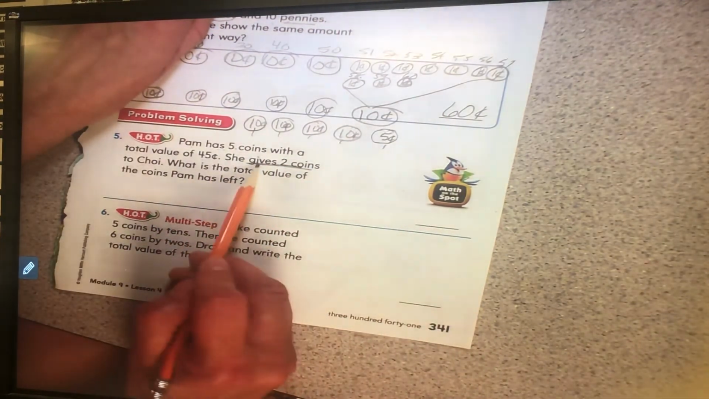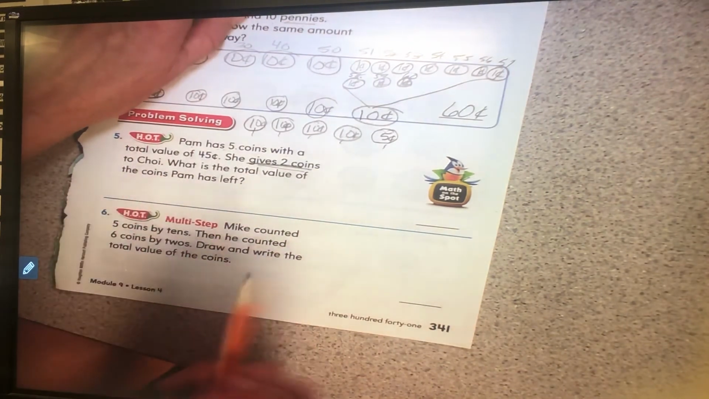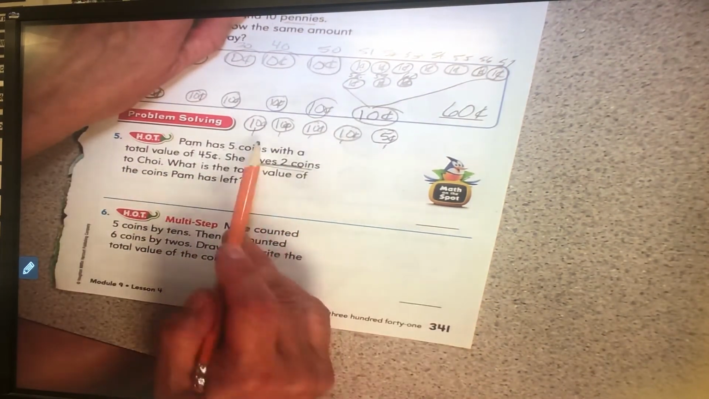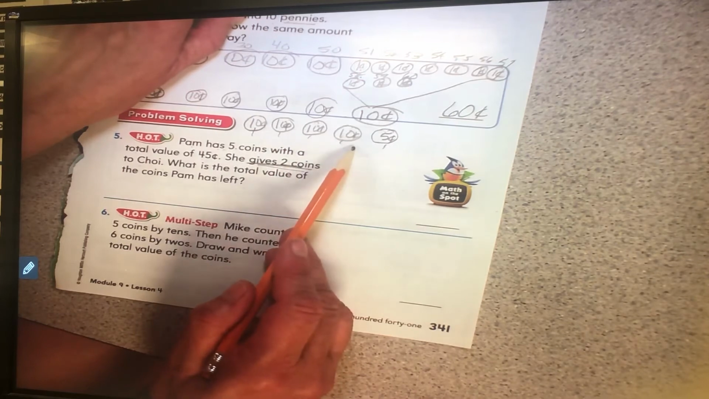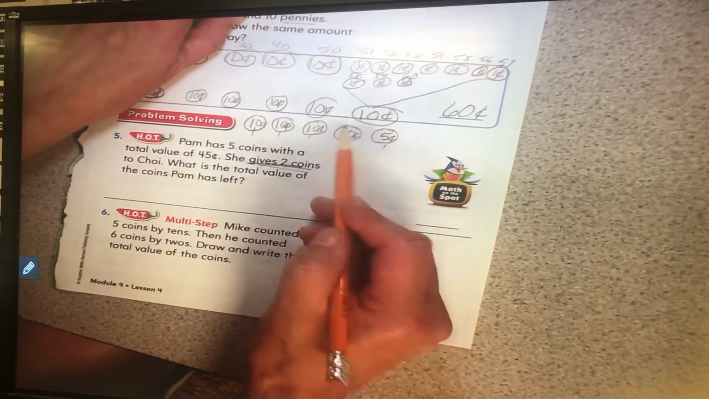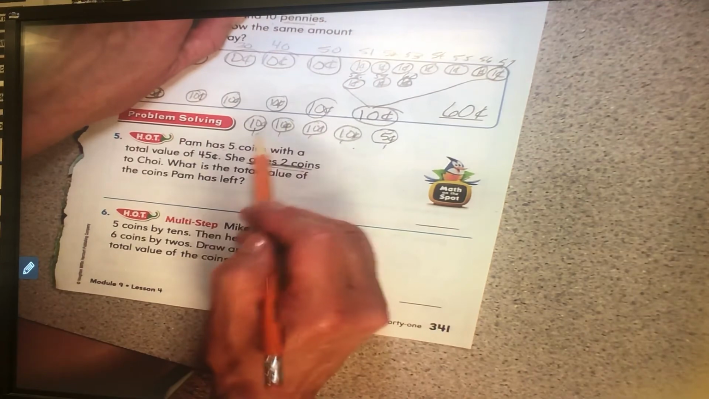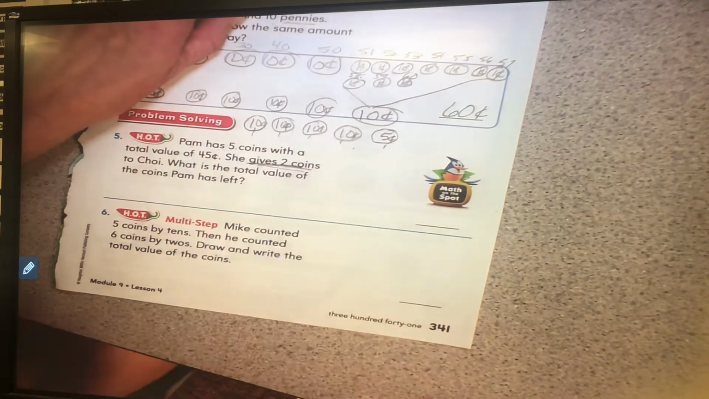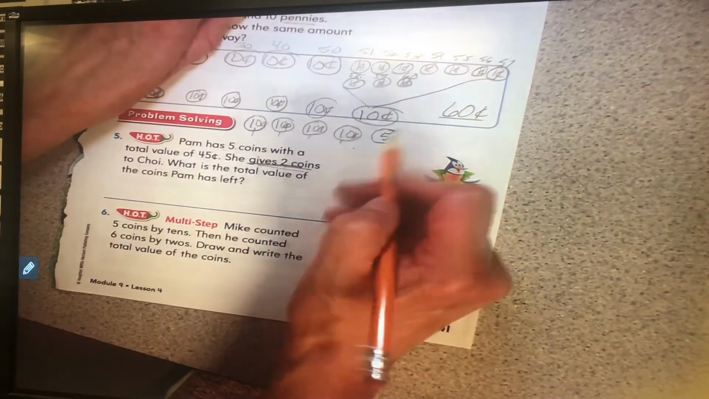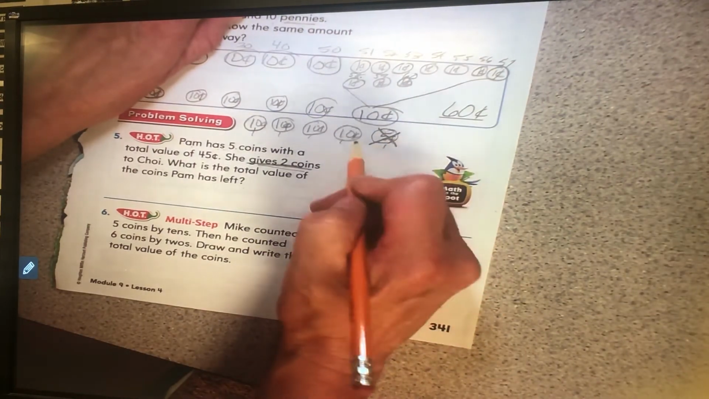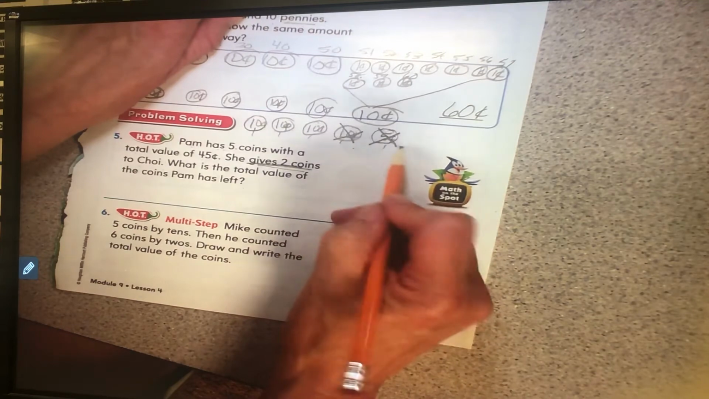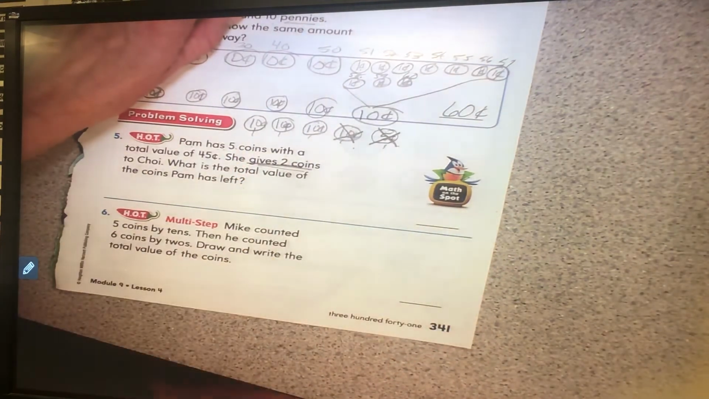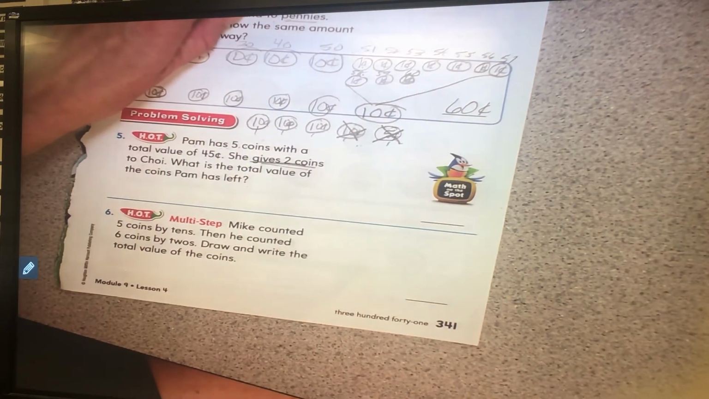So she's going to give 2 coins to Choi. Now again, this has more than one answer, right? Because I could give a nickel and a dime, or I could give 2 dimes. Depending on which 2 I gave, the answer would be different. So today I'm going to give him a nickel and 1 dime. There's 2 coins. So what do I need to do next to find how much she has left?